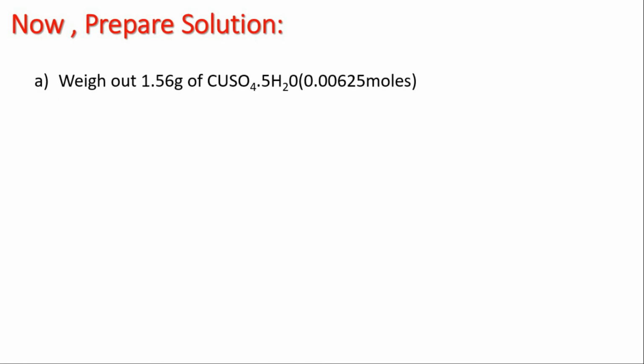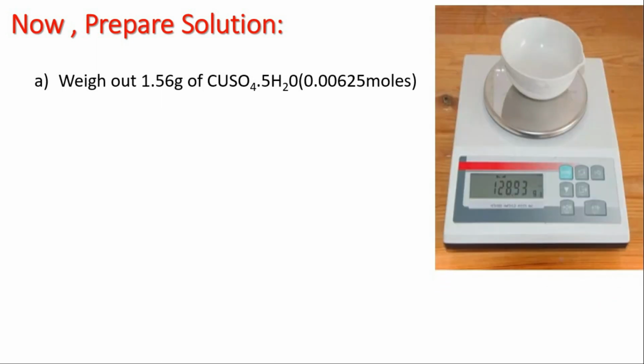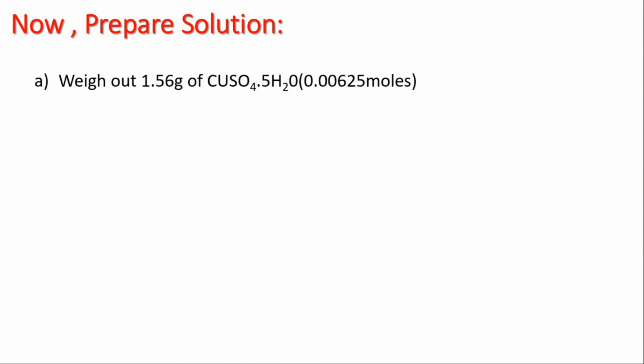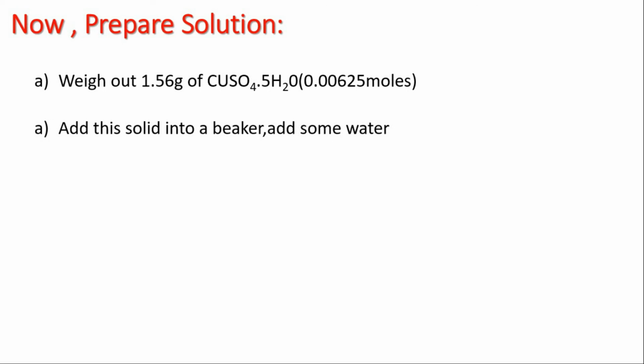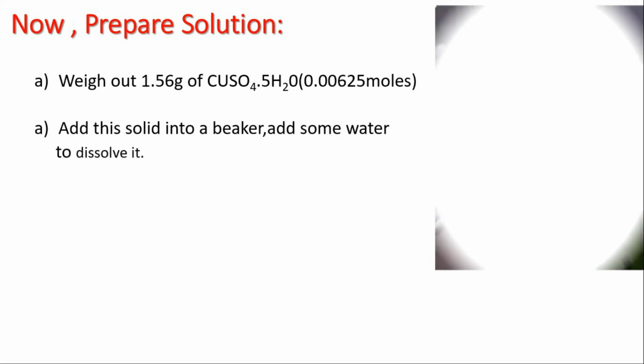Weigh out 1.56 gram of copper sulfate pentahydrate that has the number of moles 0.00625 moles. First of all we will weigh 1.56 gram of pentahydrate copper sulfate and then add this solid into a beaker and add some water to dissolve it, right?